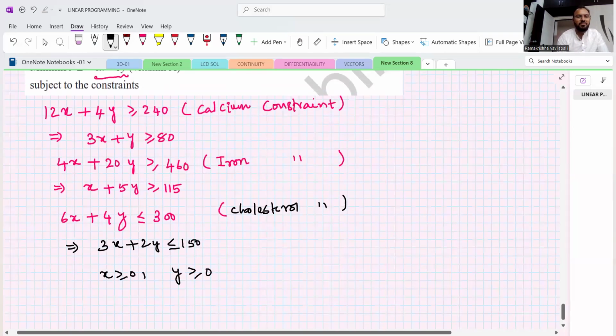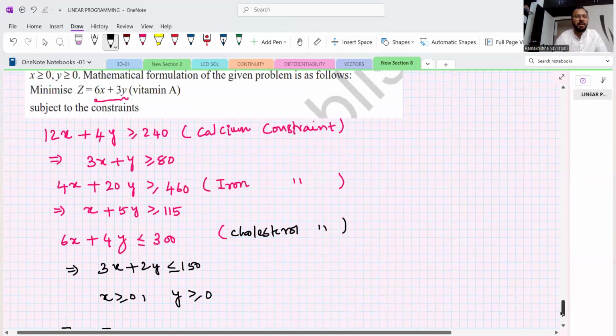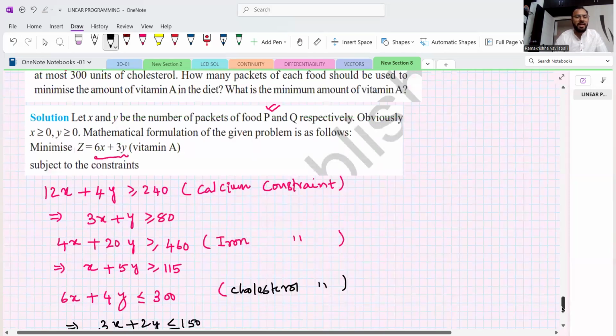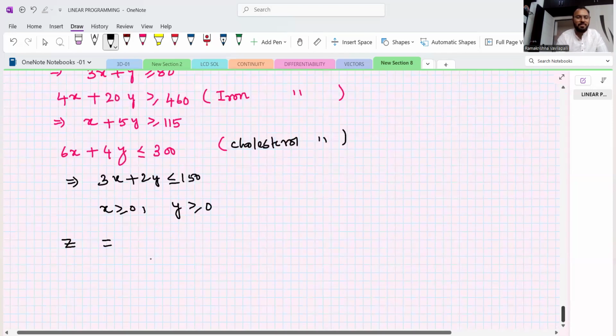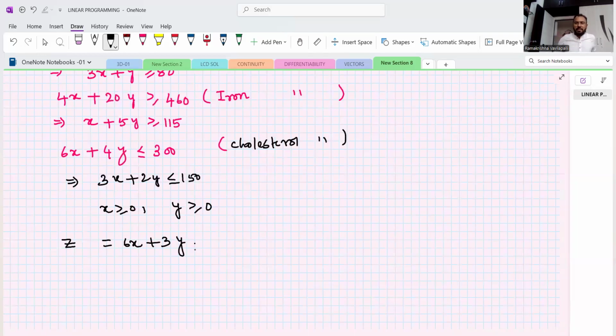So now what is the objective function? What should be minimized? We have to minimize z equal to 6x plus 3y. Then you just draw the lines and see the feasible region, which is a bounded region, and substitute each corner point. So this is the way of formulating the word problem.